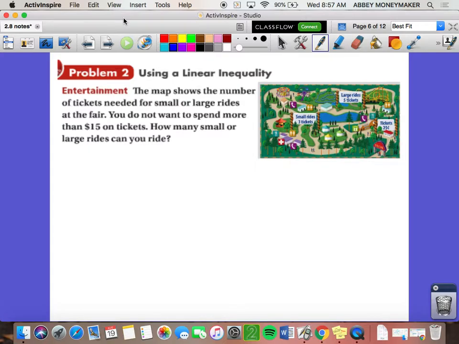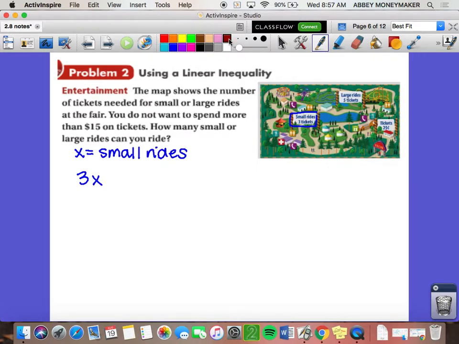So what we need to do here is look at the diagram, okay? It tells us that small rides are 3 tickets. So let's say that X is equal to the number of small rides. Okay? So for every small ride, it's going to cost you 3 tickets.